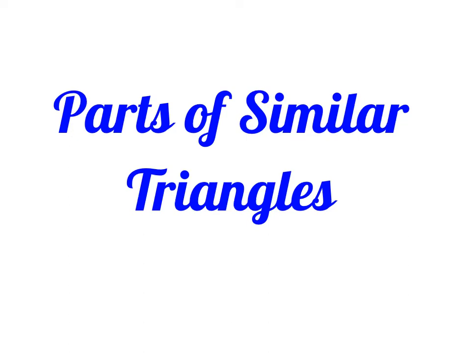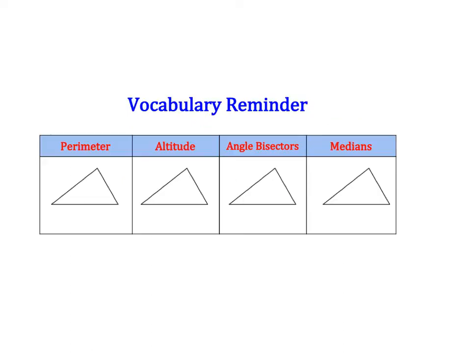Hi everybody, today we're going to talk about parts of similar triangles. Today's lesson is going to involve some vocabulary that we've used in the past, so I just want to take a minute to review it. The first one is perimeter. Remember, perimeter is just the length of all of the sides of your shape added up. It's the sum of all of your sides. So to find the perimeter, you would just do A plus B plus C. We're going to be working with the perimeter today.